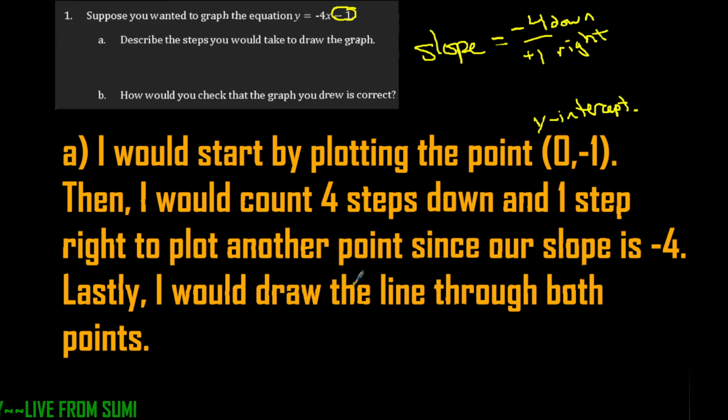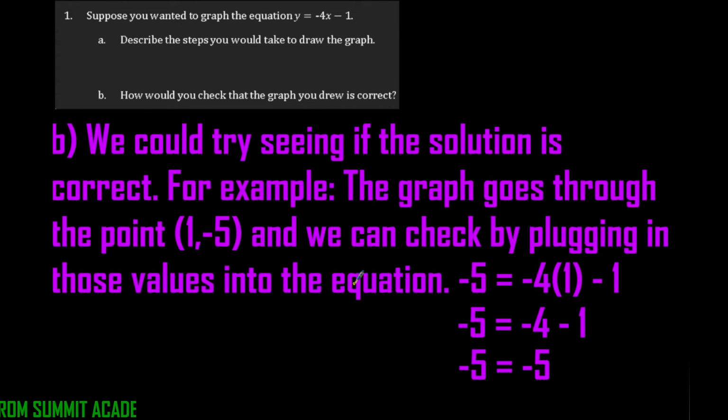And it says for part B, how would you check to see if that graph is correct? Well, I could try seeing if the solution is correct, meaning that ordered pair (1, -5), I could plug into my equation. I have y equals -5, so -5 is equal to, and instead of x, I have +1. So I have -5 is equal to -4 times 1 minus 1. We're seeing, is this correct? If it is, then we know it is a point on the line. So -5 equals -4 minus 1, and -5 equals -5, so I know that this is correct. So make sure that you're writing both of those down for yourself. That way you have this point.